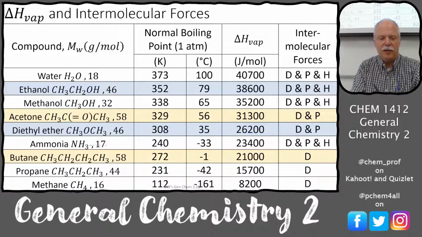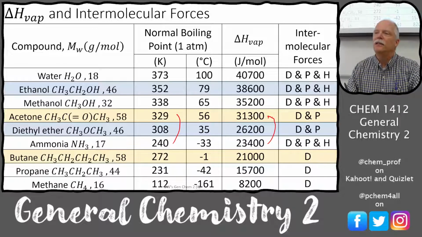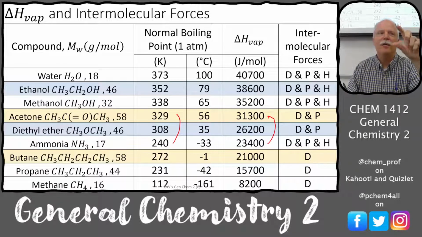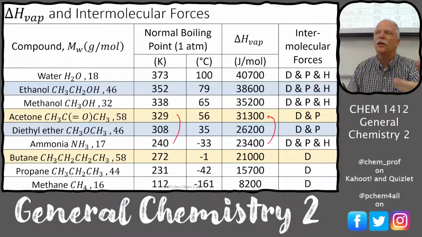So let's look at this one that has butane of 58. Acetone is also 58 in terms of grams per mole. And it has dispersion and polarity. And it has a much higher boiling point, almost 100 degrees higher. And it has a higher delta H of vaporization. So adding in that polar component of that carbonyl bond, that carbon-oxygen double bond, has given it a dipole moment, and that allows it to have stronger intermolecular attractions, higher boiling point, even though it's the same mass, and higher delta H of vaporization.